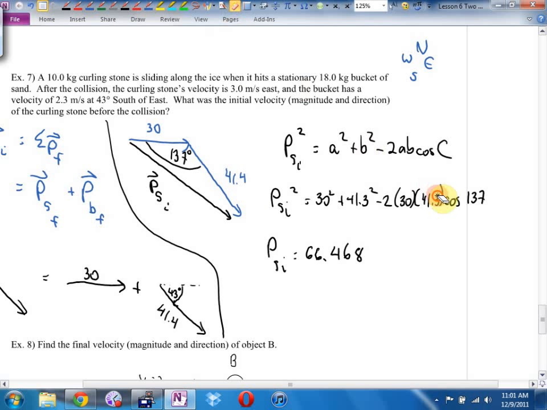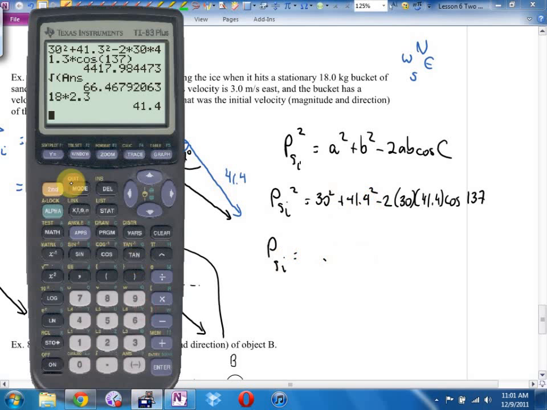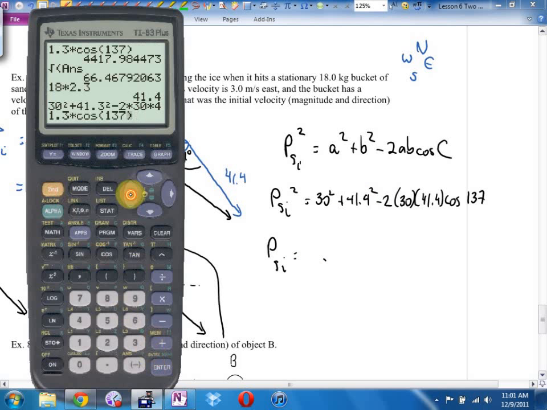Let's go try that again. So you get that, and then square root. How about 66.563? Thank you, Kara. Okay, that's the momentum initial.